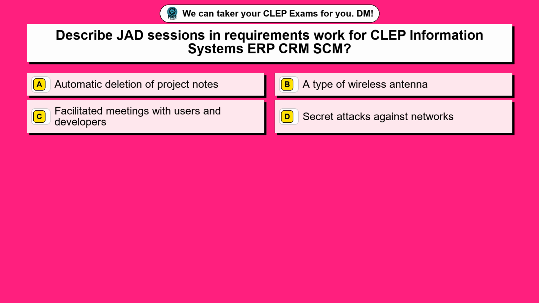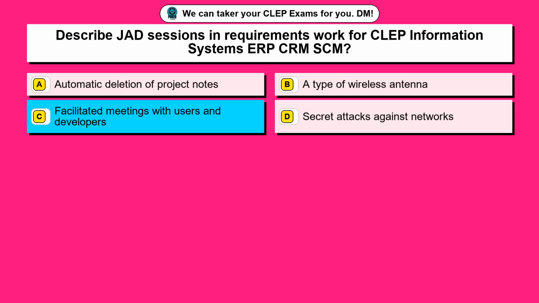Question 73. Describe JAD sessions in requirements work for CLEP Information Systems ERP CRM SCM. Option A. Automatic deletion of project notes. Option B. A type of wireless antenna. Option C. Facilitated meetings with users and developers. Option D. Secret attacks against networks. The correct answer is option C.